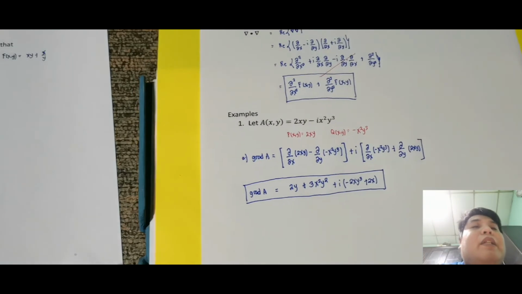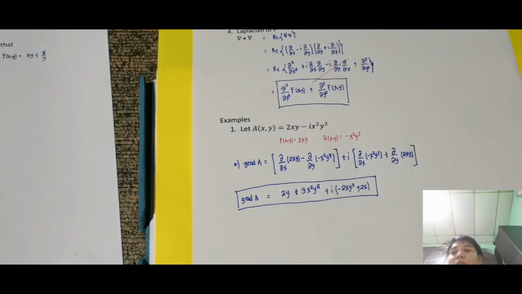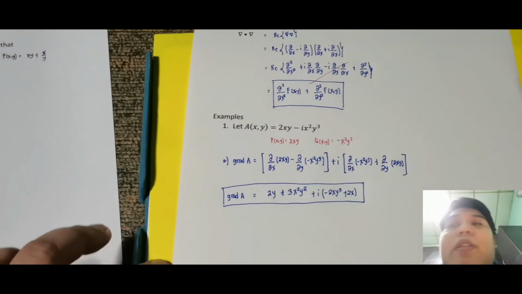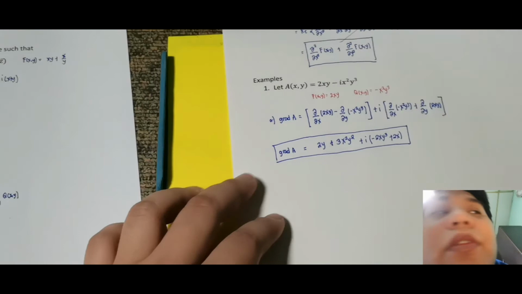O, di ba? Napakadali niya. So, next, ano ang next na applicable? Siyempre, si divergent saka si curl. So, sunod is si curl. Si divergent muna. What is the divergent of A? So, letter B.